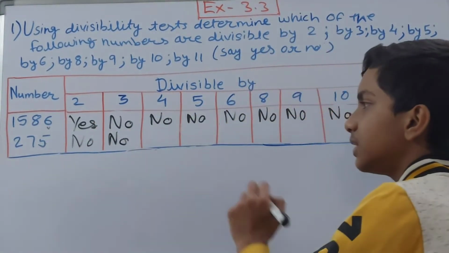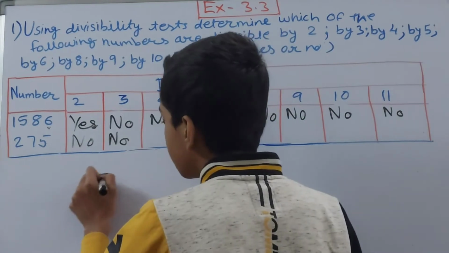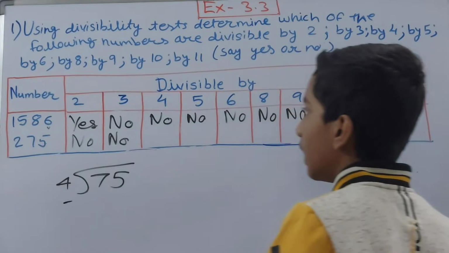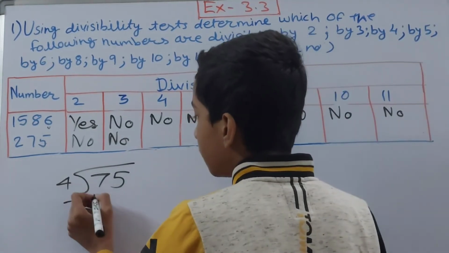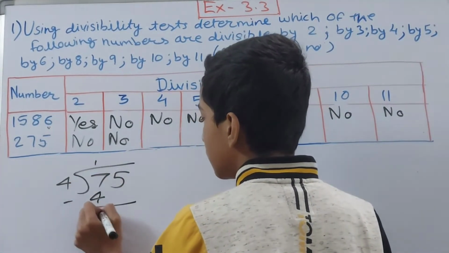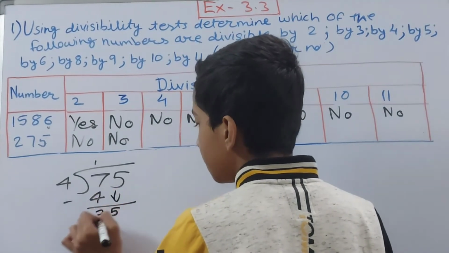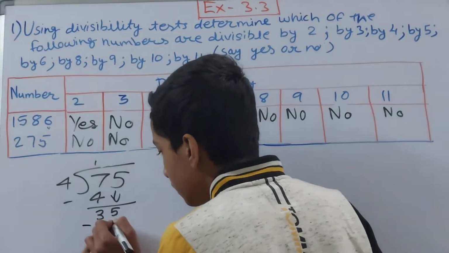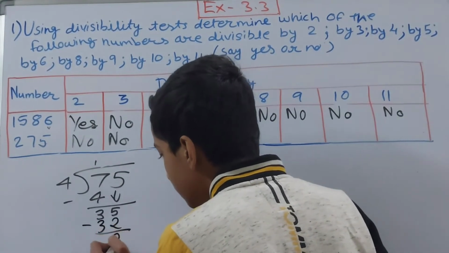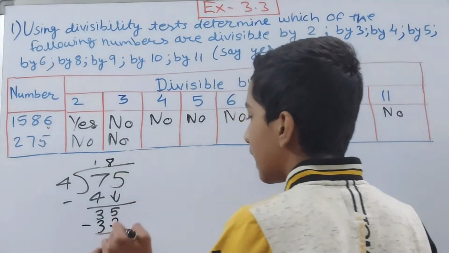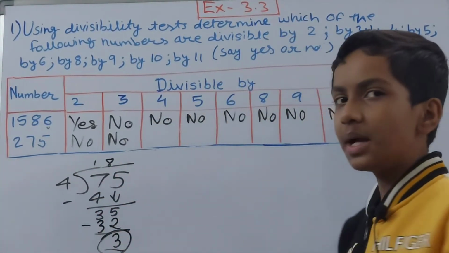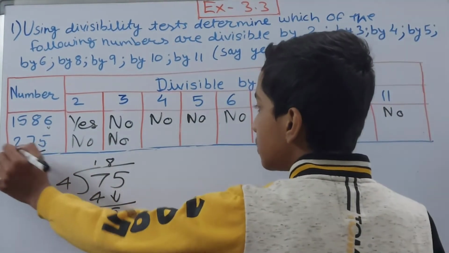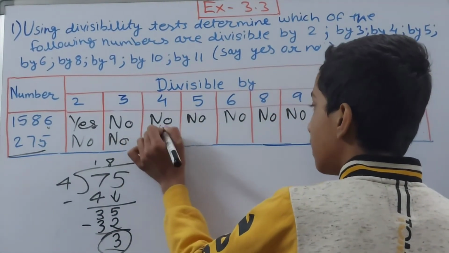For 4 you will see the last 2 digits and divide them. We have 75. So if you start to divide this by 4, 4 goes into 7 once, minus 4 from this, you get 3, here we have 5. Now we are left with 35. 35, we will take 32 from this. So you are left with 3. 32 goes 8 times. We are left with a remainder. That means that number is not completely divisible by 4. So that means this whole number 275 is not divisible by 4.